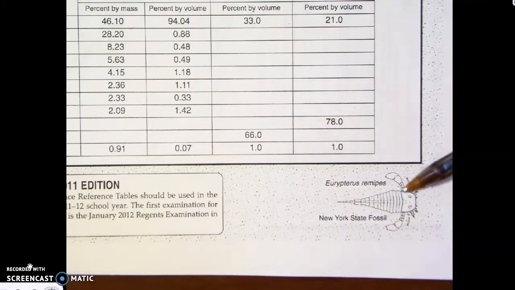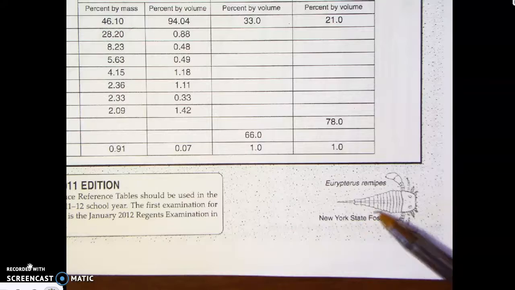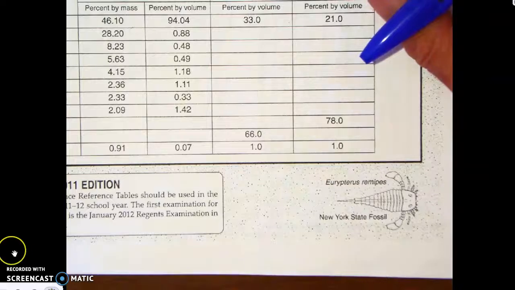Extinct, no longer alive, but they are the New York State fossil because they've been found in large numbers in western New York, out in like Buffalo, Rochester area. So not too much around here, more in the western part of the state. But because we have many Eurypterid fossils, it is our state fossil. Okay, so let's take a look at the lab now.